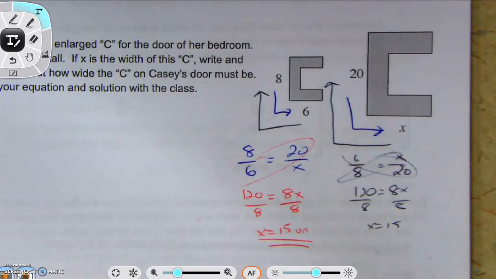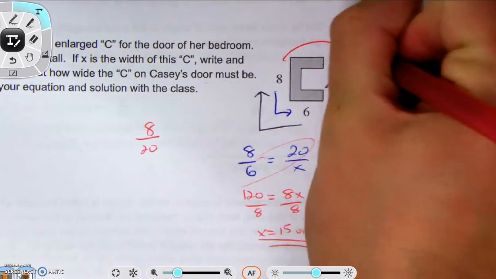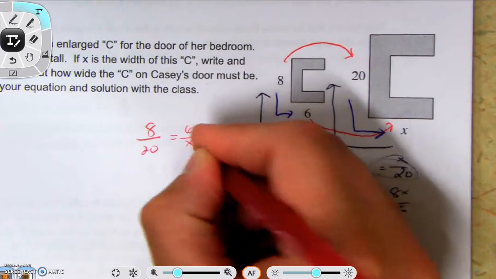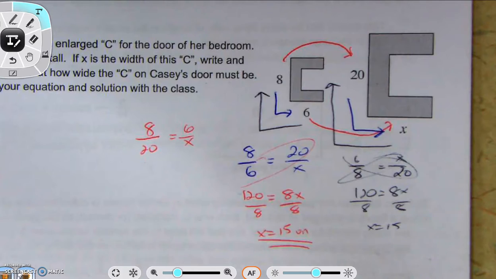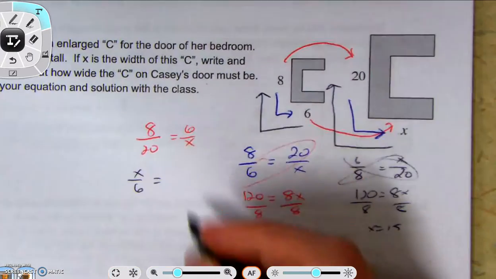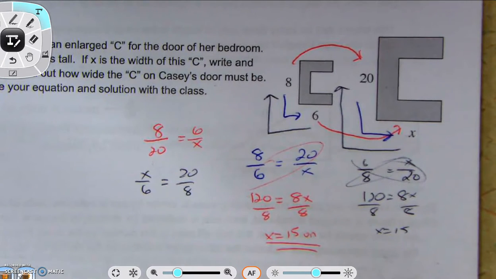If I wanted to, I could technically say 8 over 20. If I say 8 over 20, then I would need to make sure I have 6 over x. So 8 over 20 equals 6 over x, I still have that 20 times 6 and 8 times x to give me the same thing. I really could go the other way around as well. If I go big shape to small shape, I could say x over 6 is equal to 20 over 8, and I get that. So again, with similarity, as long as I can stay consistent on how I set up my proportions, I've got many, many different options. We're not stuck to just one way of finding them.